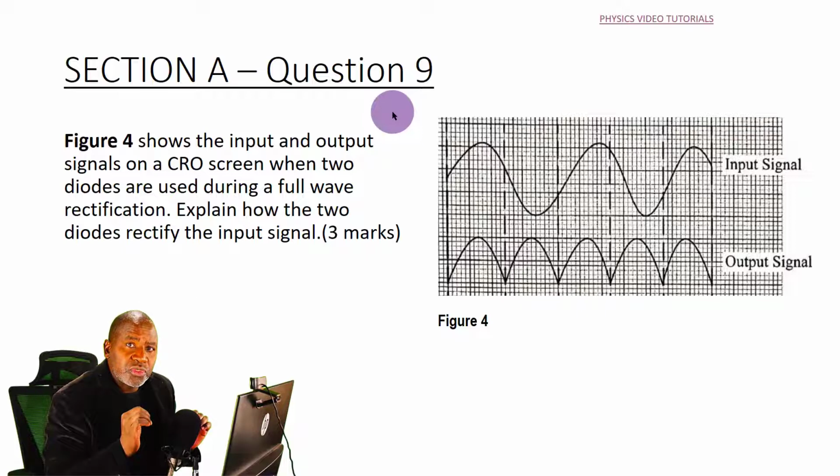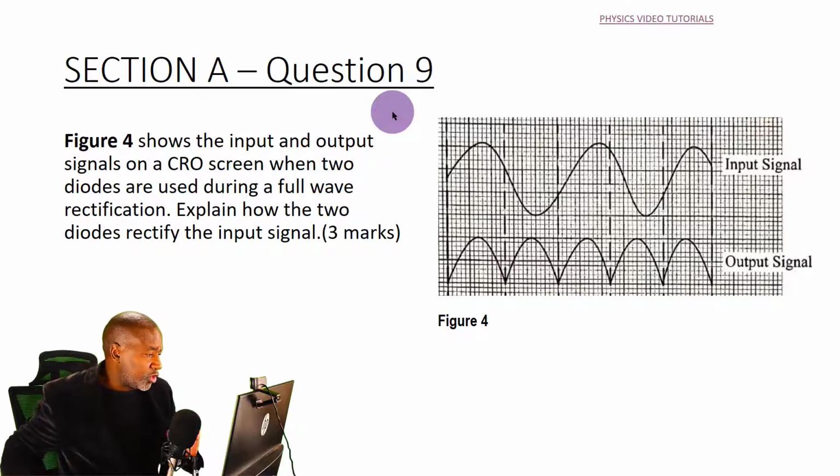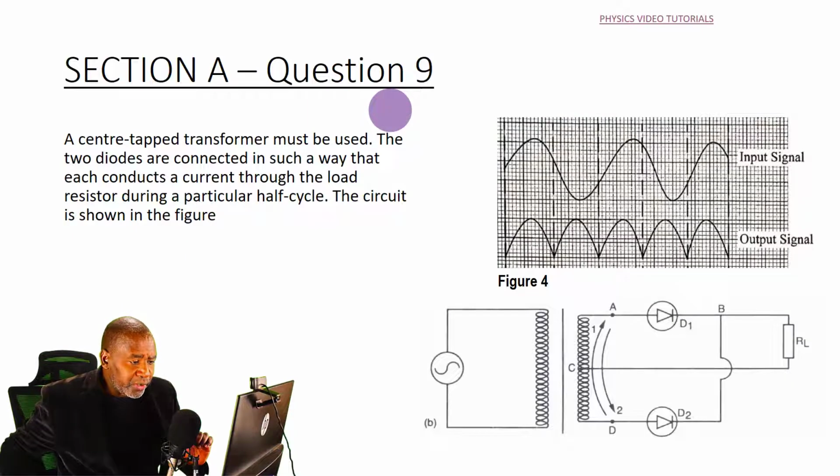We could use 2 diodes, or we could use 4 diodes. The situation where we use 4 diodes is referred to as a bridge rectifier. But here we are restricted to using 2 diodes. So there is only one way we can do this. We need to use a center tapped transformer. And then the connection will look like this. This is how the connection looks like.